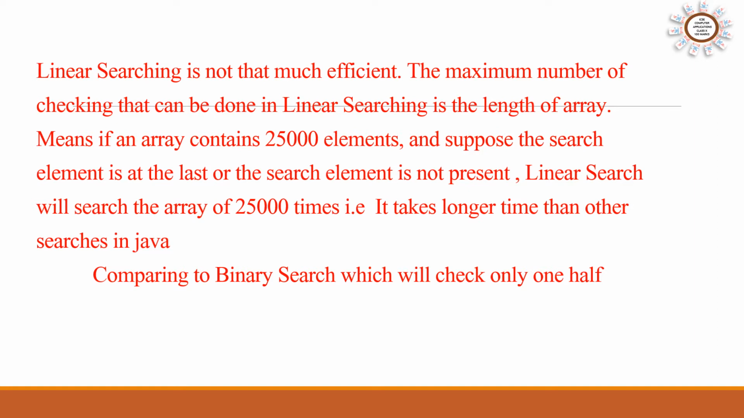The maximum number of checks that can be done in linear searching is the length of the array, that means the total number of elements in the array. Suppose if 25,000 elements are there, the searching has to be done the maximum number of times. And suppose the element we are searching for is in the last position. That means 25,000 checks will be done. It will take a lot of time, a wastage of compile time.